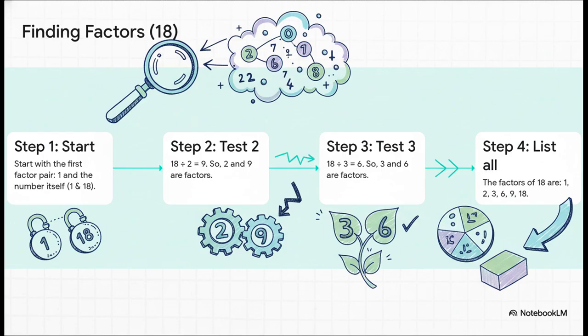But how do you find all the factors of a number? Well, here's a foolproof method. You always start with 1 and the number itself. That's your first pair. Then you just work your way up. Does 2 go in? Yep, 2 times 9. How about 3? Yes, 3 times 6. You just keep testing until the numbers start to repeat, and boom, you've got your full list.